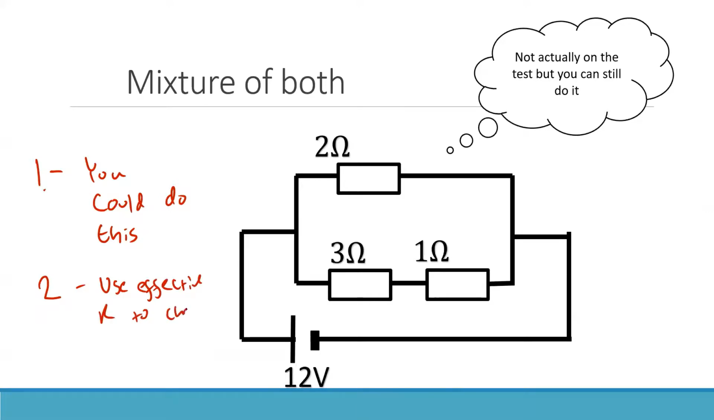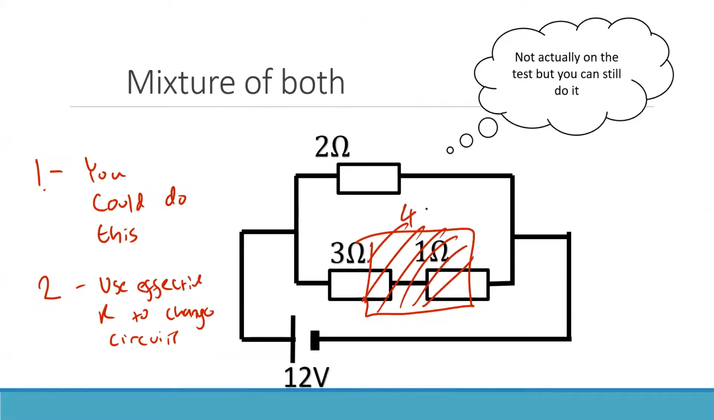to change circuits. So a 3 ohm and a 1 ohm resistor can be approximated with one big 4 ohm resistor. And then this just becomes a parallel circuit and you can do all your normal work with that. And the same thing would happen if you had a series circuit with a parallel section. You would just approximate that to a single resistor and find the effective resistance and then treat it like a series circuit. So it's actually not as difficult as you might think.